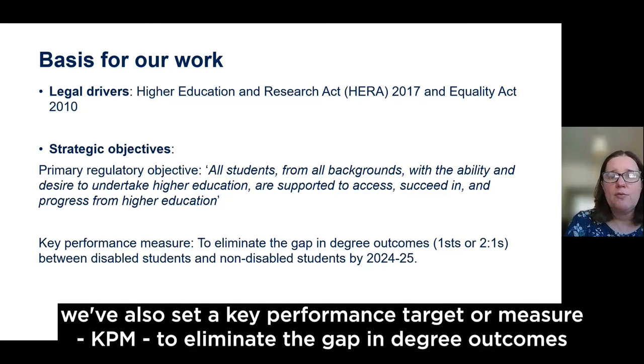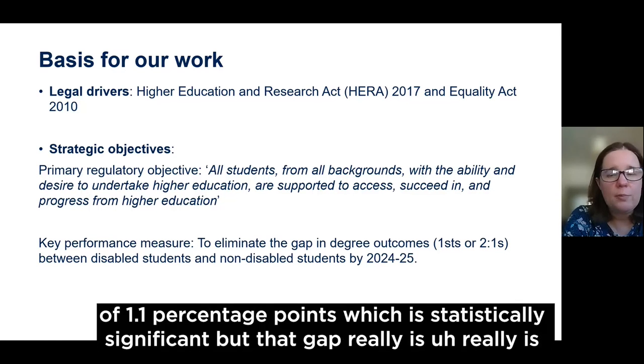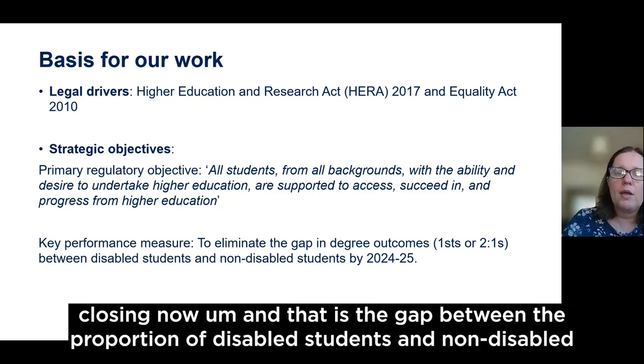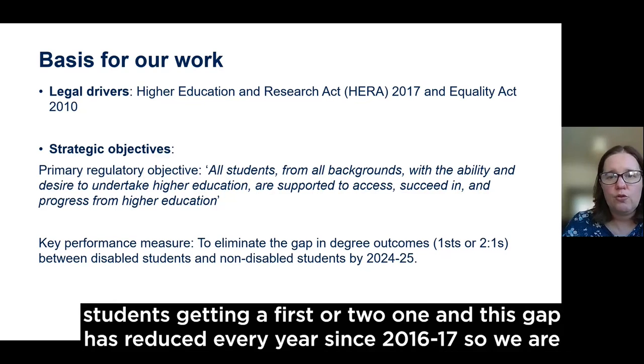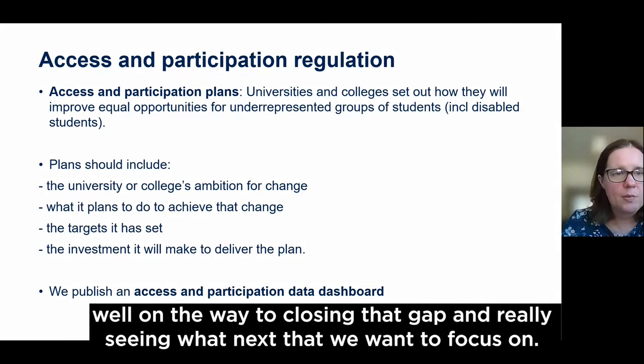And we've also set a key performance measure, KPM, to eliminate the gap in degree outcomes between disabled and non-disabled students. And in the 2020-21 academic year, there was a difference of 1.1 percentage points, which is statistically significant, but that gap really is closing now. And that is the gap between the proportion of disabled students and non-disabled students getting a first or 2:1. And this gap has reduced every year since 2016-17. So we are well on the way to closing that gap and really seeing what next we want to focus on.